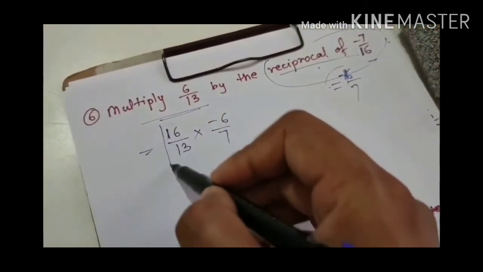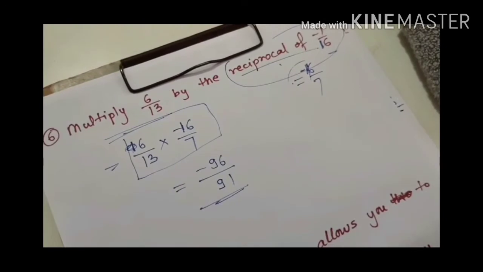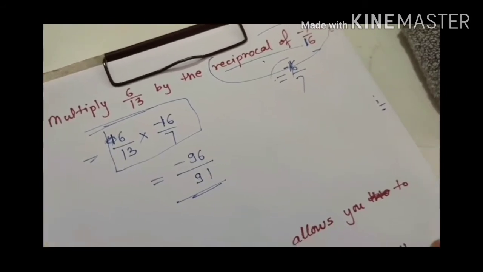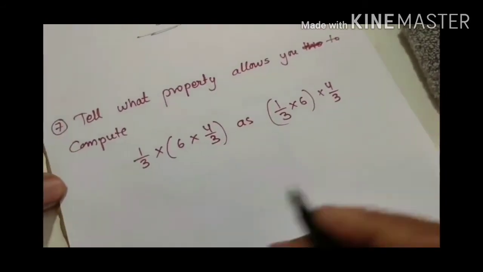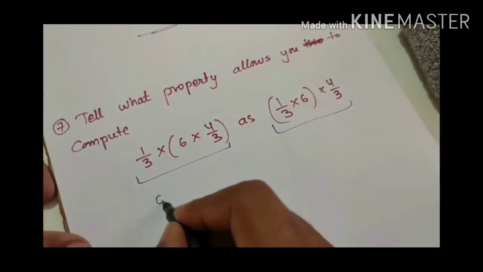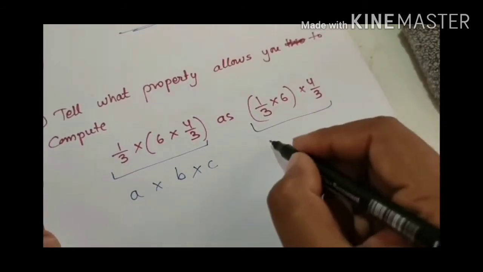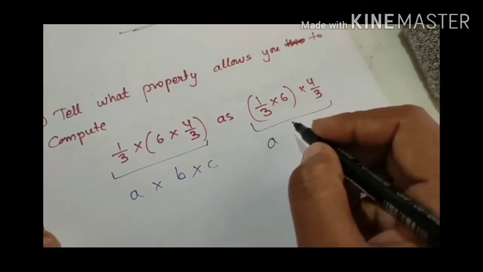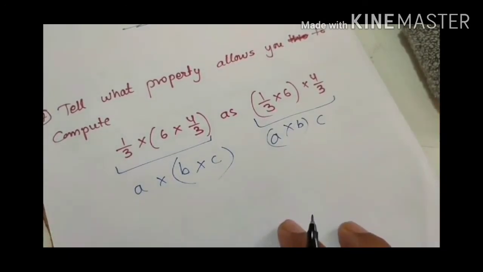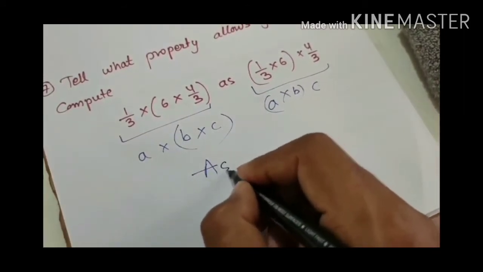I think I wrote something wrong here, you can check, but it's the same, that 16 will be here, whatever that multiplication will be the same, it's okay. I hope you can understand. Next one, tell what property always allows you to compute. The same thing, a, b, c, the same thing, a and it is b. Now where is the bracket? Bracket is here, now it is here. What kind of property is there? This is called associative property.